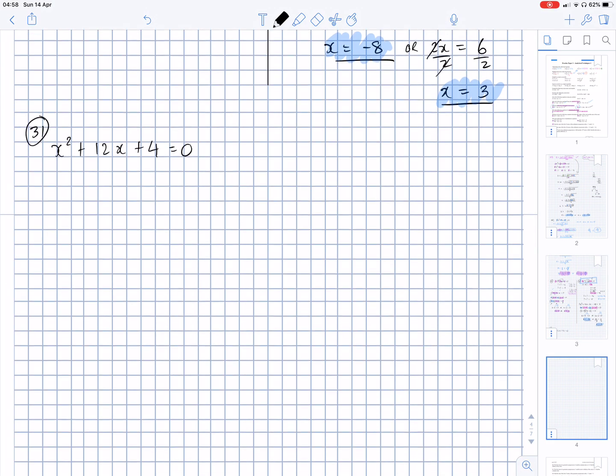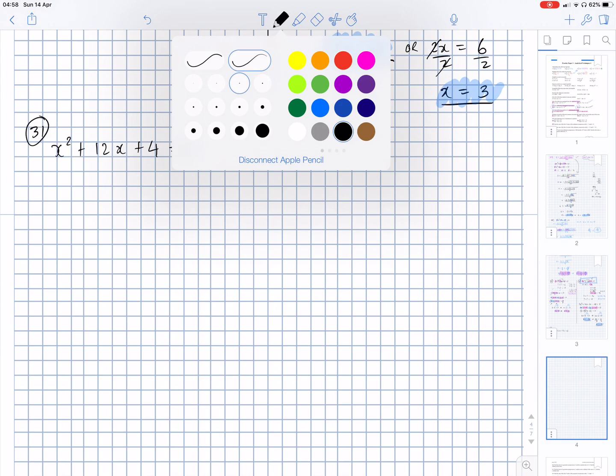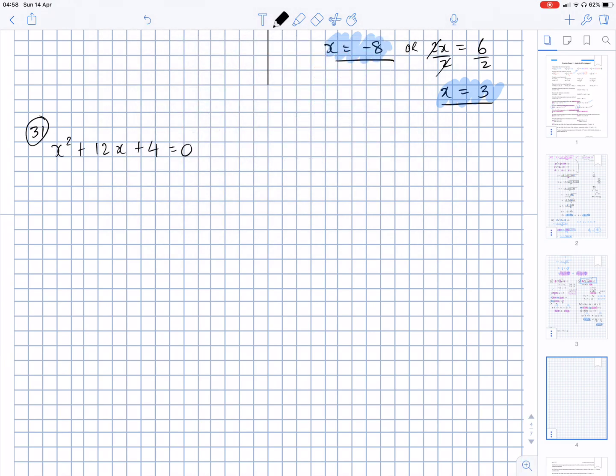So to complete the square, here is what you do. Let me make this pen a little bit thicker. That's going to help a little bit. So x squared plus 12x plus 4 equals 0. So what you do is you look at this number 12 and you're going to divide that by 2.